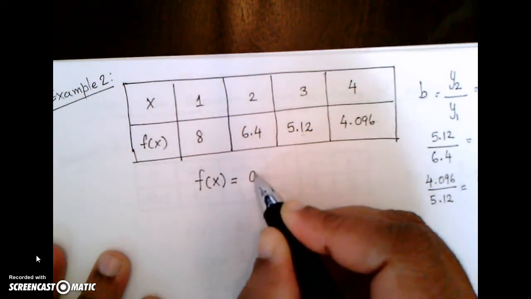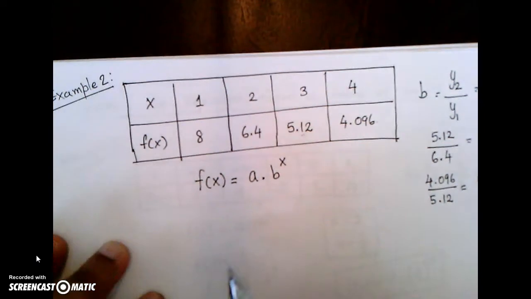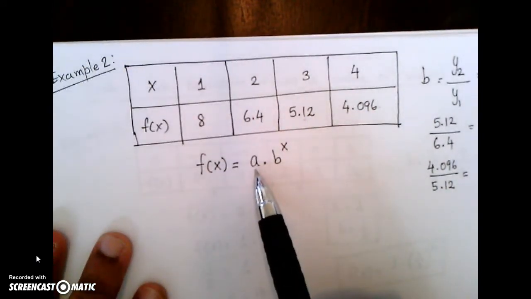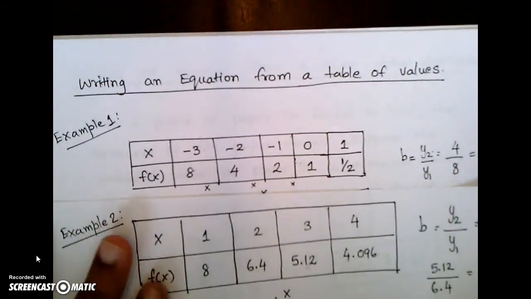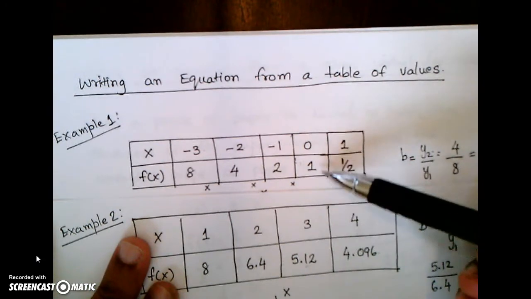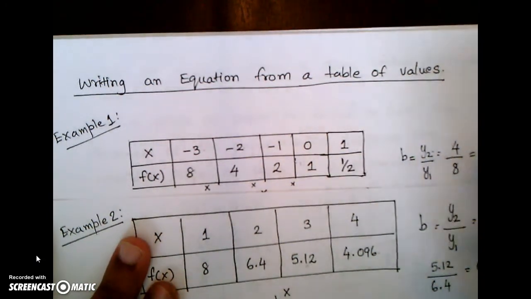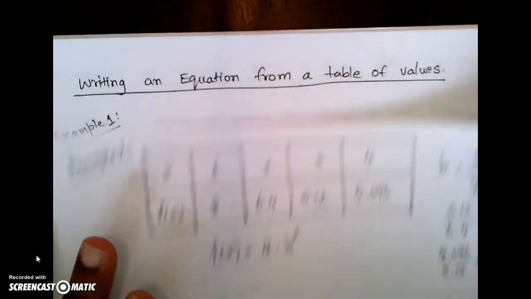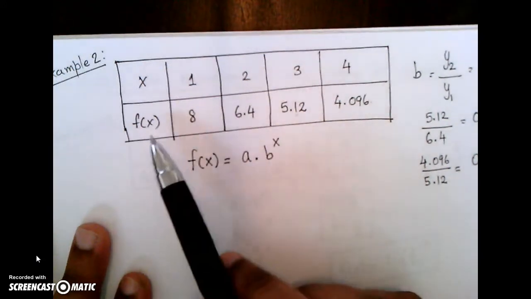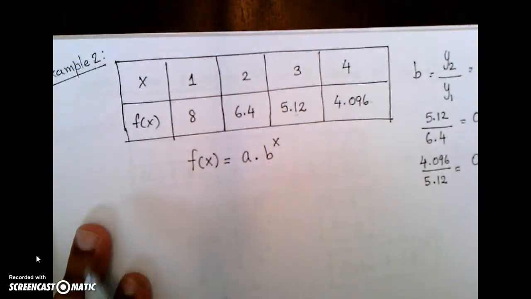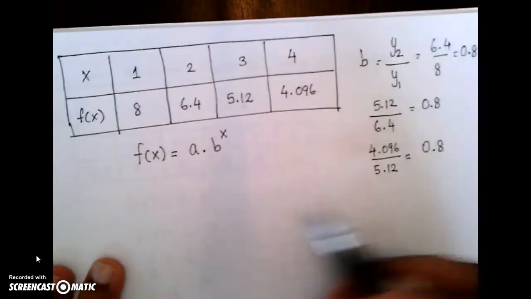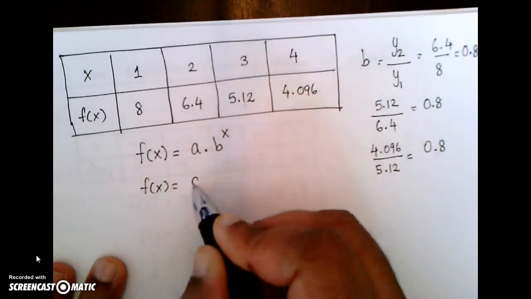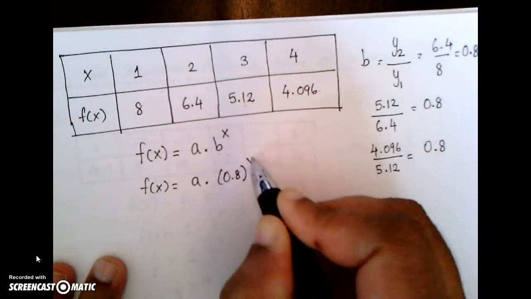My equation, I'm starting with f of x equals a times b to the power of x. As we know, a is your y-intercept and b is your common ratio. We already figured out what that common ratio is. And a is your y-intercept. In your previous example, we saw that the table of values had your y-intercept already present, so you use that straight away. But in this set of values, you don't have your y-intercept readily available, so I still have to figure out what it is. But I'm going to plug in the one that I already know. So my f of x is equal to a times 0.8 to the power of x.